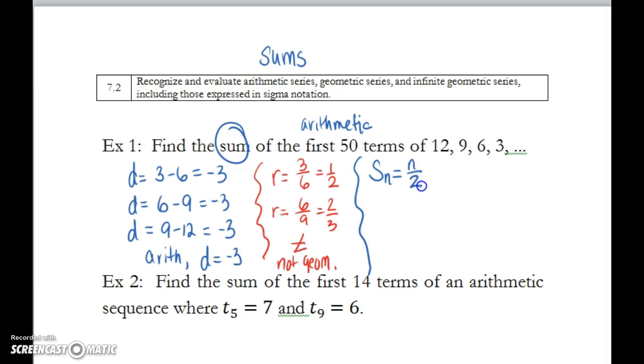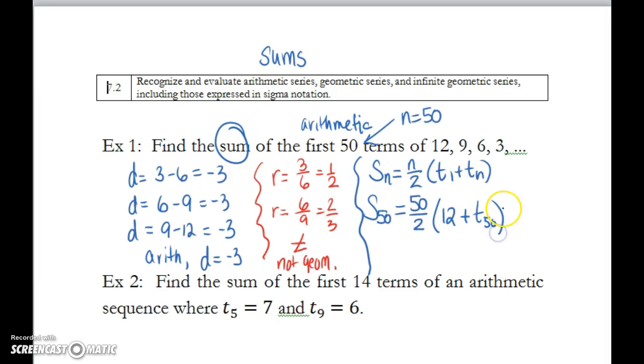Since it's arithmetic, we're going to use the formula for the sum of an arithmetic series, n over 2 times t1 plus tn. We're finding the first 50 terms, so the number of terms n is 50. So we're finding s sub 50. So 50 over 2, and t1 is our first term, that's 12. And tn is our 50th term, which is currently unknown. So we have to find our 50th term first, and then go back and plug it in. On the side here, let's find our 50th term.